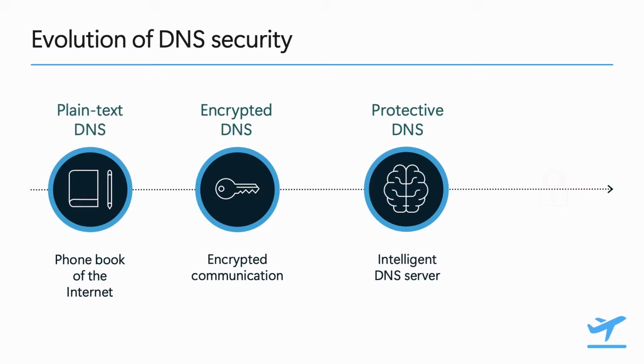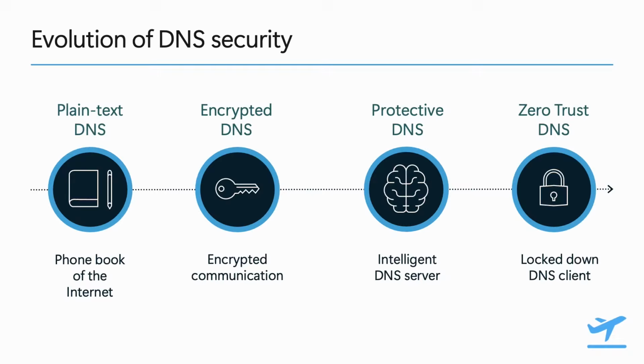To close this gap, Microsoft announced Zero Trust DNS for Windows 11 devices. When configured, Zero Trust DNS enforces the use of protective DNS on Windows 11 devices, and it blocks all outbound IP connections by default. If protective DNS is the policy engine, Zero Trust DNS on Windows 11 acts as the policy enforcement point on the client.